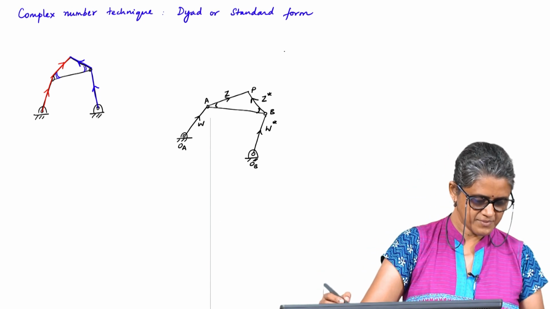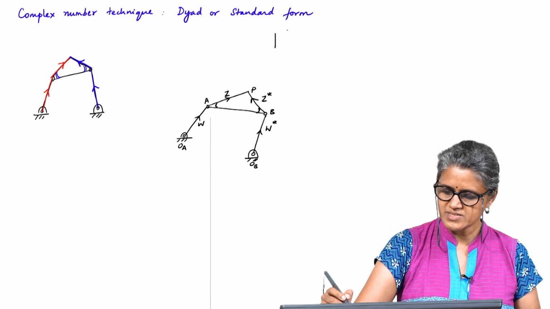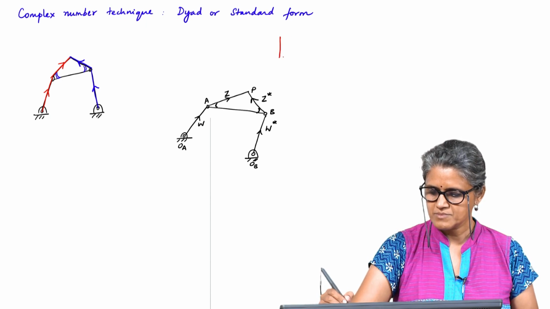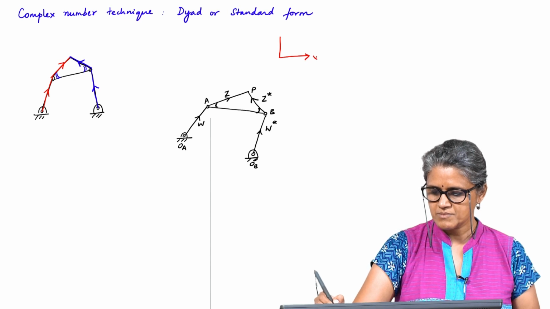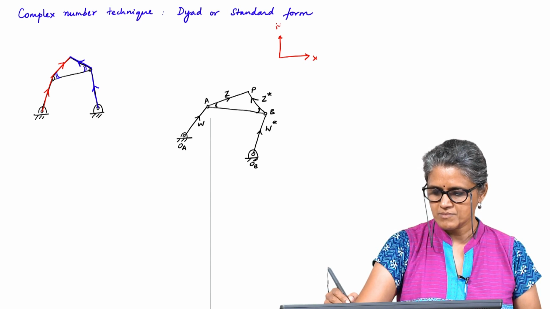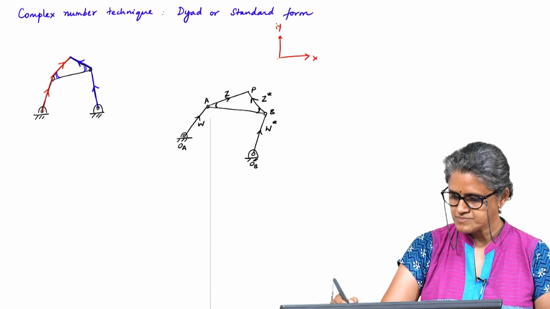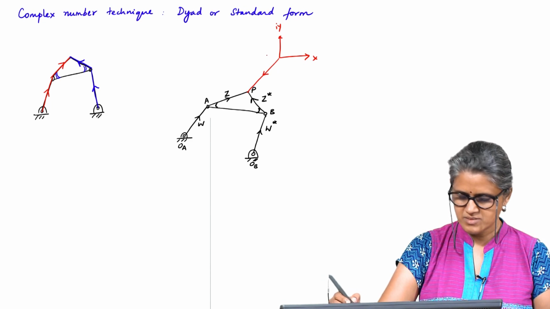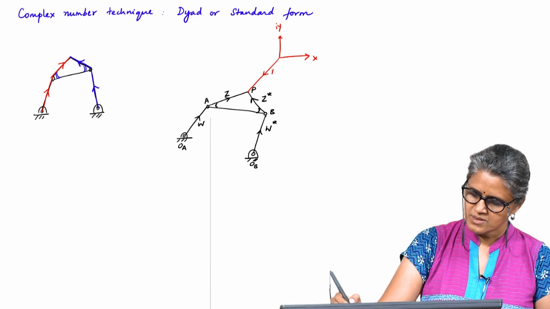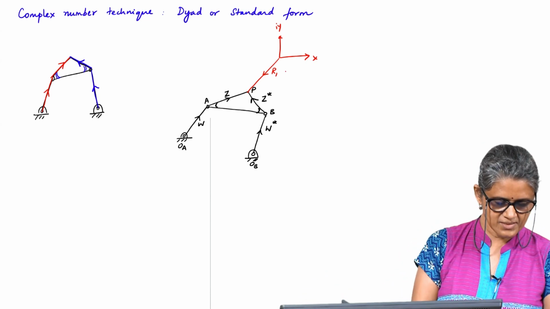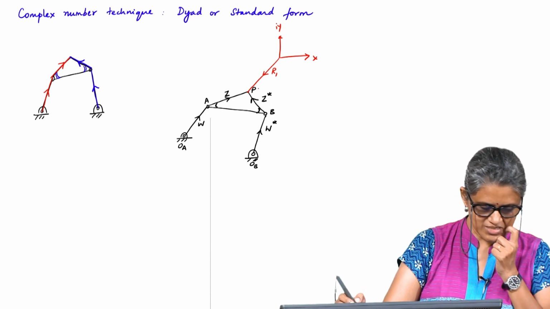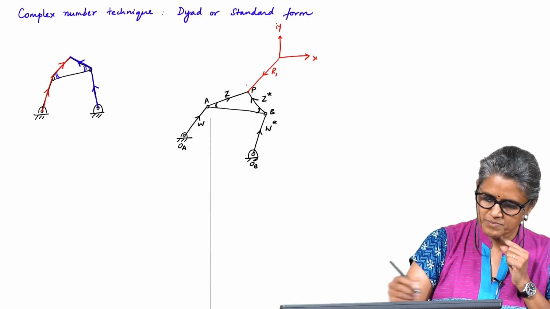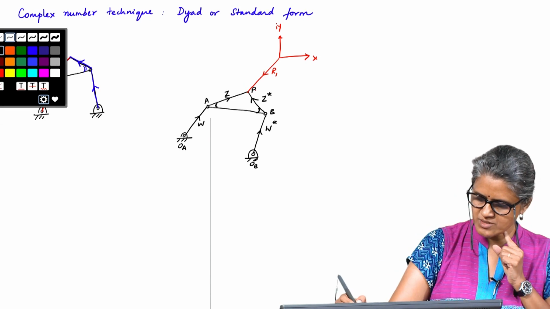Okay, and I have a coordinate system in which this is defined as R1 in position 1. So, this is point P in position 1.